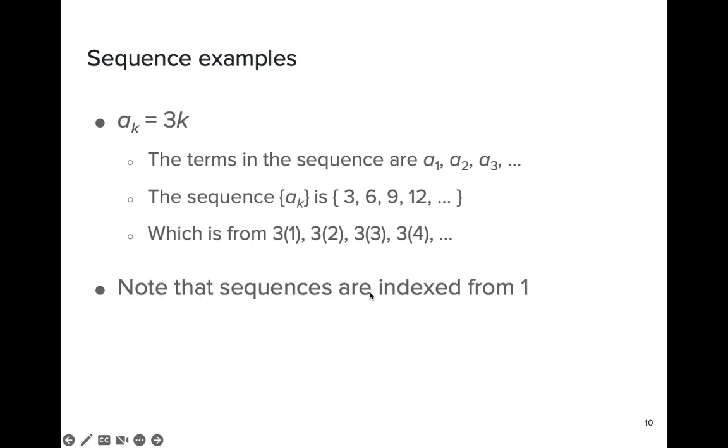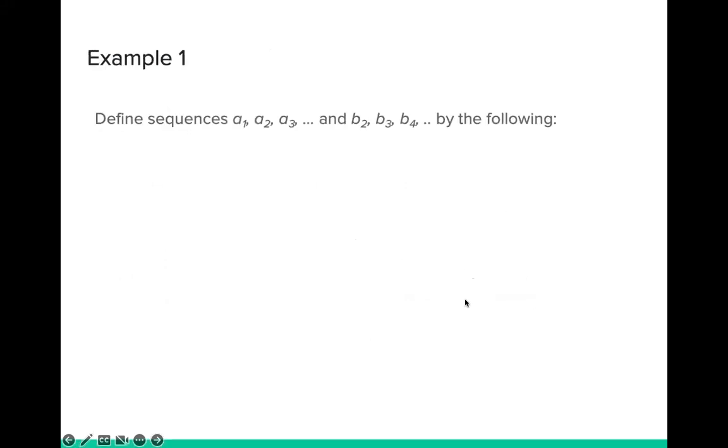So note that this sequence is indexed from 1. However, in some textbooks, they start with 0 or some other indices. Okay? So suppose we have a sequence a sub 1, a sub 2, a sub 3, and so on. And another sequence b sub 2, b sub 3, b sub 4, and so on. So what do you notice from these sequences? This sequence starts, the index starts from 1, okay? And the other sequence starts from 2.